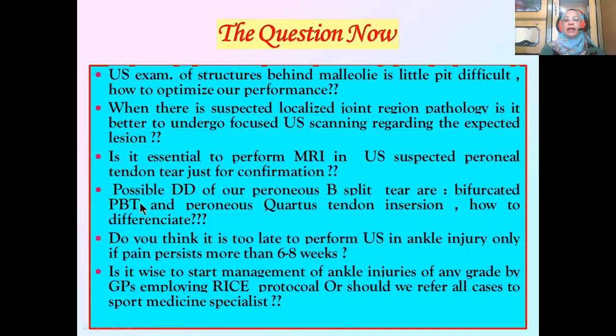The fourth one is, possible differential diagnosis of peroneus brevis split tear are bifurcated peroneus brevis tendon as an anatomical variation, and peroneus quartus tendon insertion. How can we differentiate? The fifth question is, do you think it's too late to perform ultrasound in ankle injury only if it persists more than 6 to 8 weeks? The last question is, is it wise to start management of ankle injuries of any grade by a general practitioner employing RICE protocol, or should we refer all cases to sport medicine specialists?